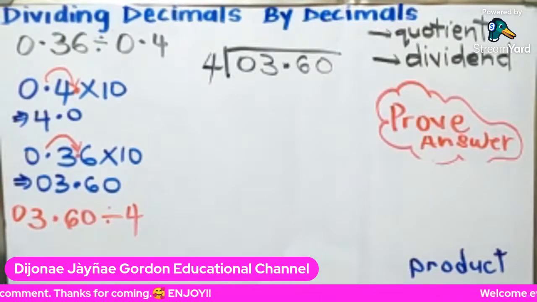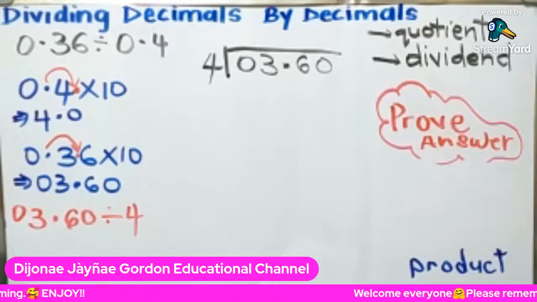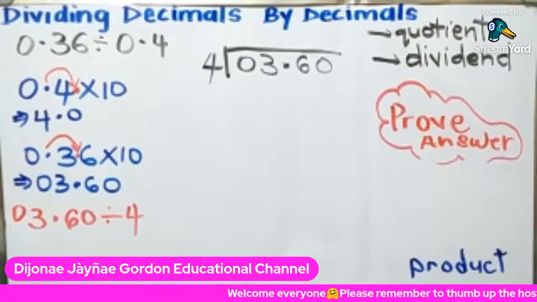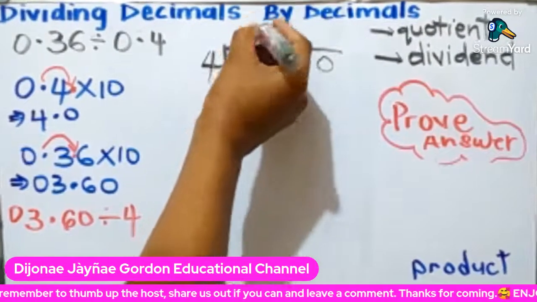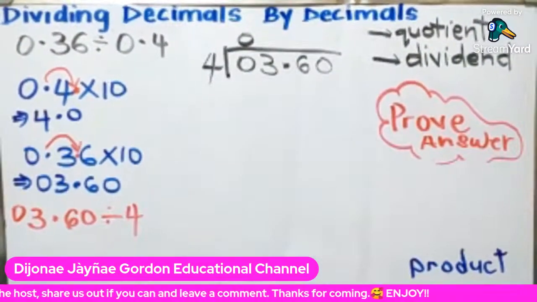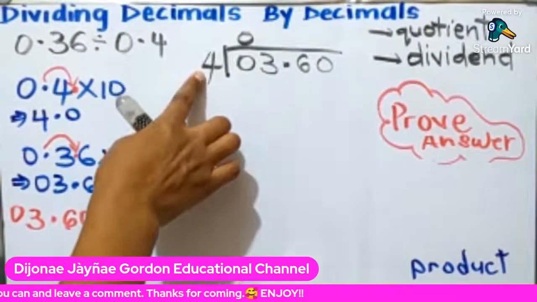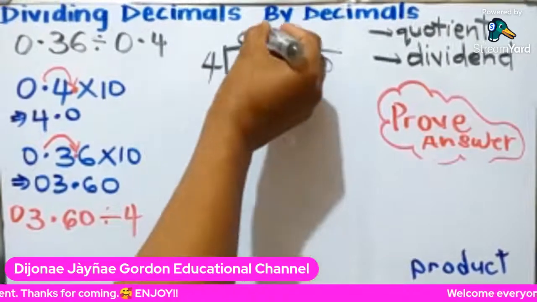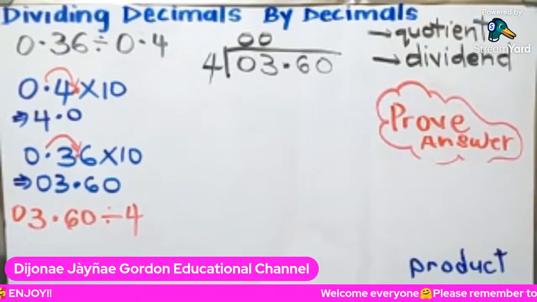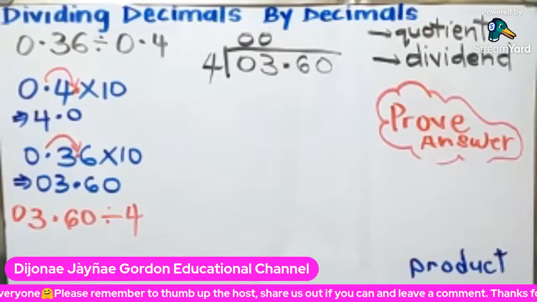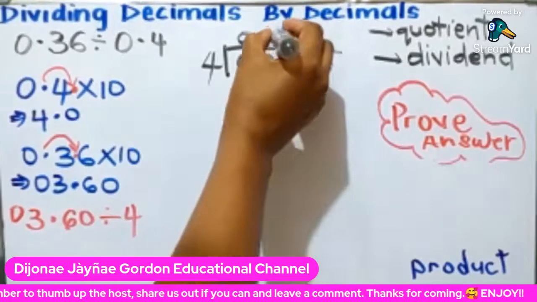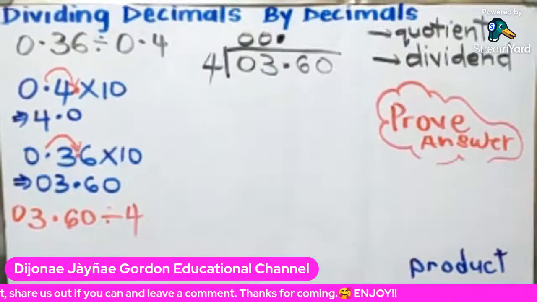All right, so let's go right ahead, and of course, let us work together. Ask yourself, how many groups of 4 can you get from 0? We can't, so I'm going to put 0 there to say no, we can't. Then, how many groups of 4 can you get from 3? No, we can't, so we'll put another 0. Look carefully. We're going to put back our decimal place right there.